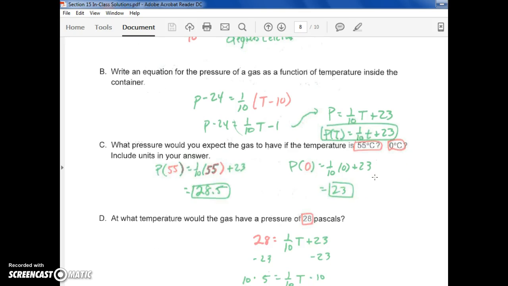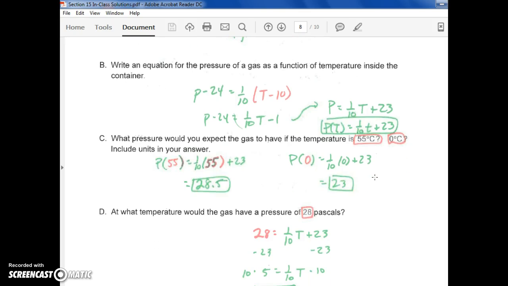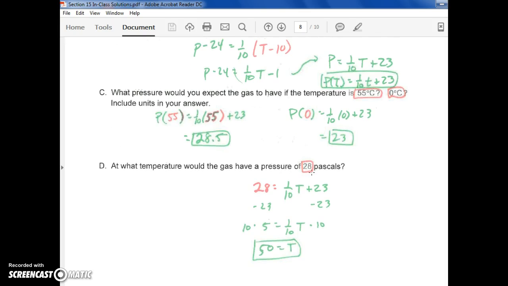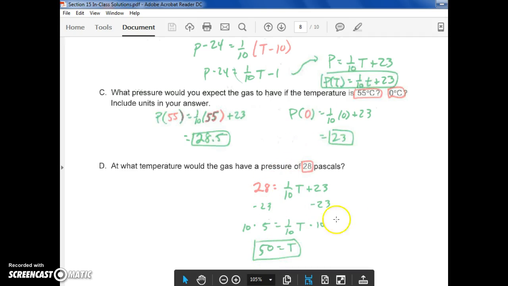Then in part C, we're asked to find the pressure at a particular temperature. So we plug that in to t. 1/10 of 55 plus 23 is 28.5. And then the same thing for 0. 1/10 of 0 is 0, and add 23, we get 23. In part D, take that equation. We know the pressure. Now we want to know the temperature that makes it happen. So plug 28 in for pascals and solve it. And we end up getting t equals 50 degrees Celsius.